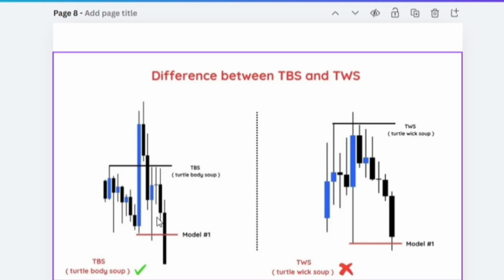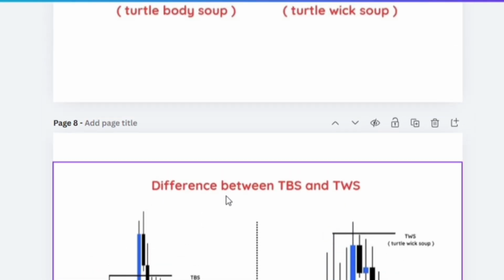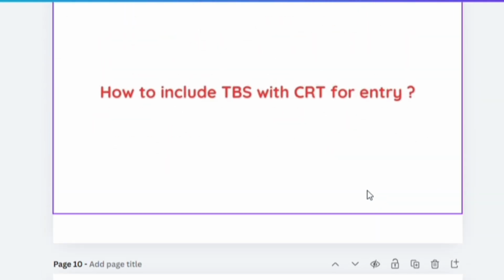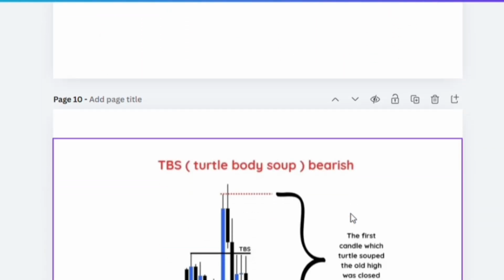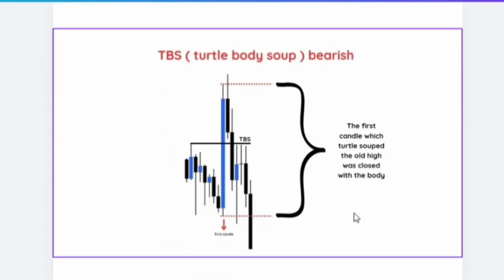Probability. Do you understand? Now let's talk about how to include the turtle body soup with your CRT for a perfect and clean entry. First of all, this is a turtle body soup in a bearish form.